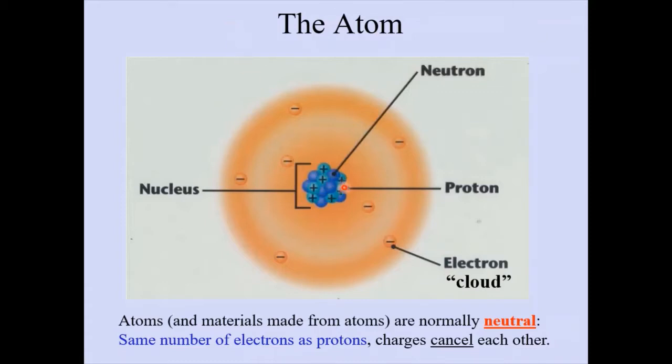The atom has a nucleus in the center that consists of protons and neutrons. The protons are positively charged particles, and the neutrons are neutral, meaning they do not have an electric charge. Around the nucleus is a cloud of negatively charged electrons. So atoms and materials made from atoms are typically neutral. That means there are the same number of electrons as protons, because these charges will cancel each other.